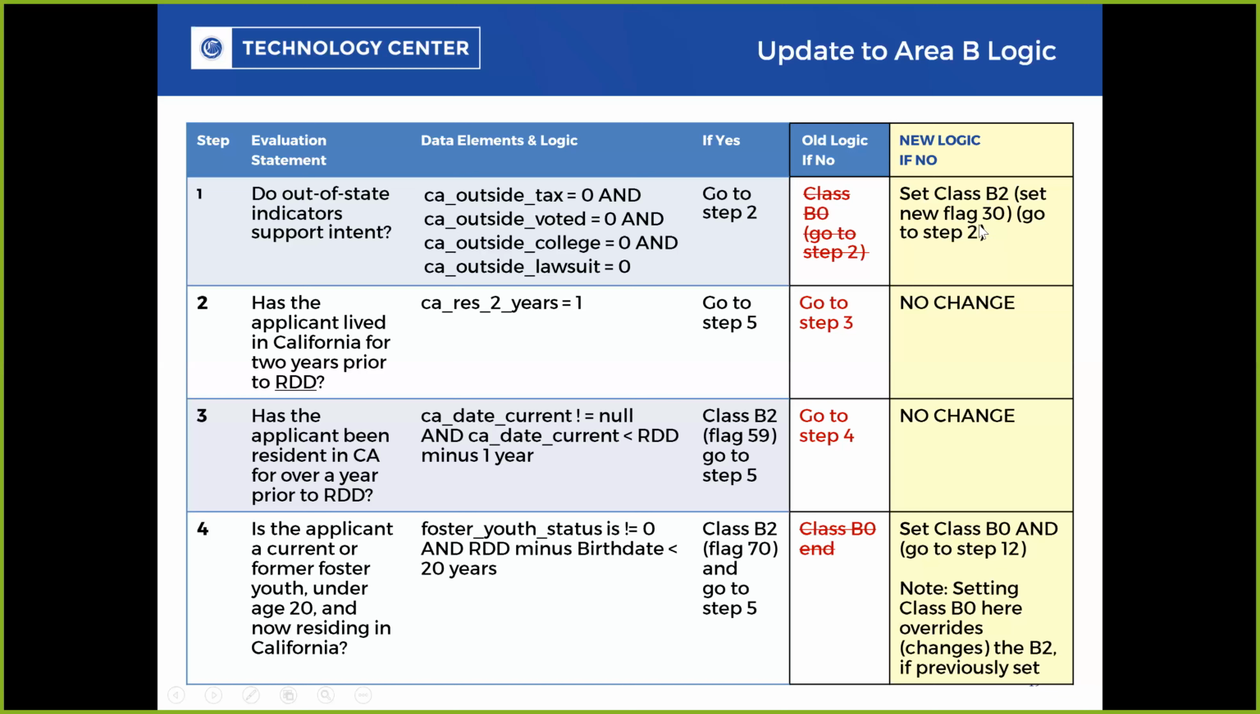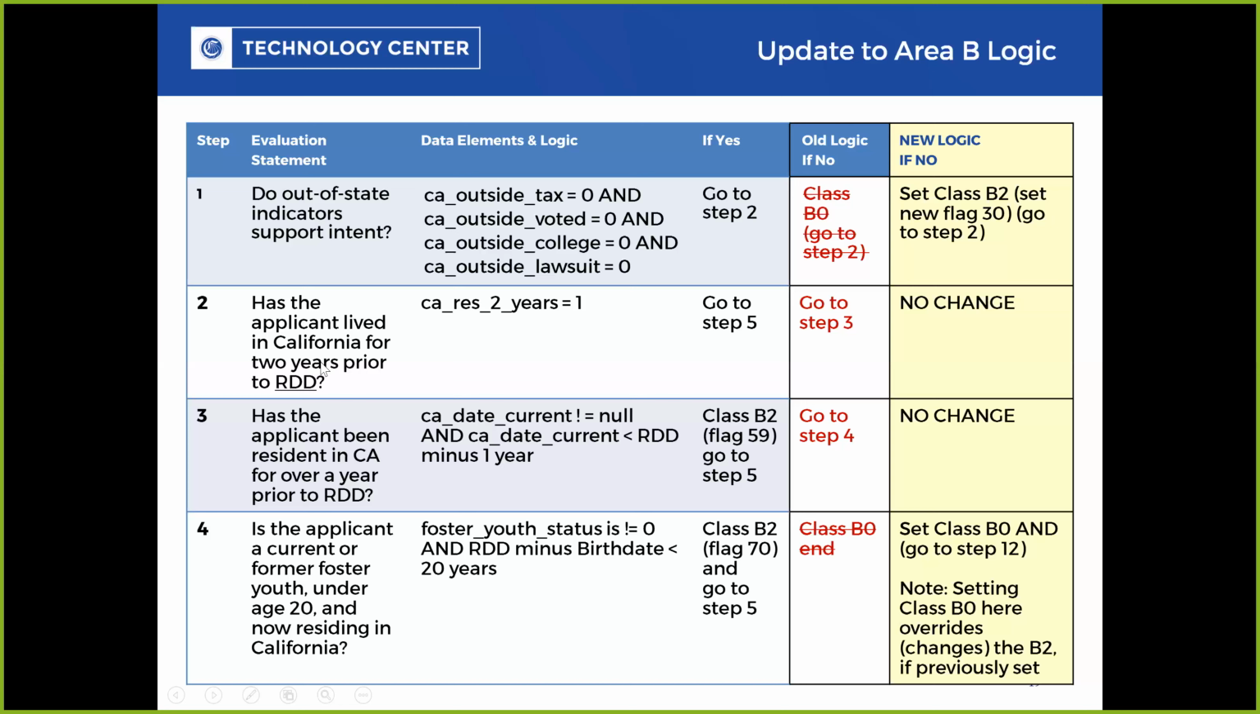Now what we're going to do here is give them a B2 and add a new flag, which is a new integrity flag, which is just an alert to the admissions office saying there's some reason why they're getting a possible resident. In this case, the flag is they have an out-of-state activity. So give them a B2 there, then go to step 2. So right away they have a B2. Then we walk through, and these 4 steps are the bulk of the change. And really it's just step 1, we changed it.